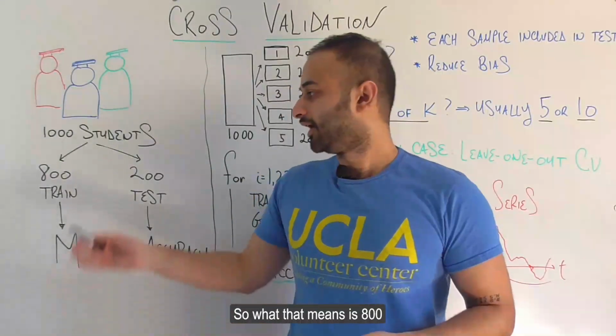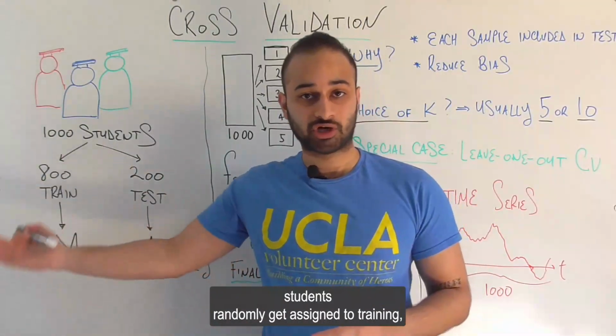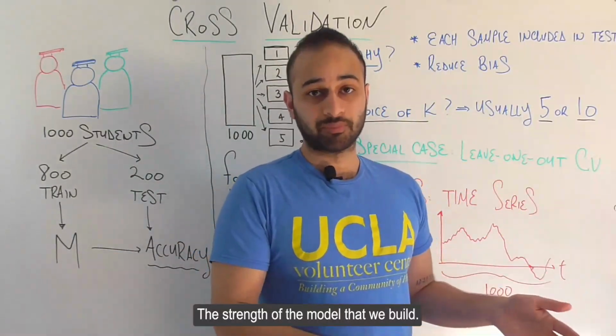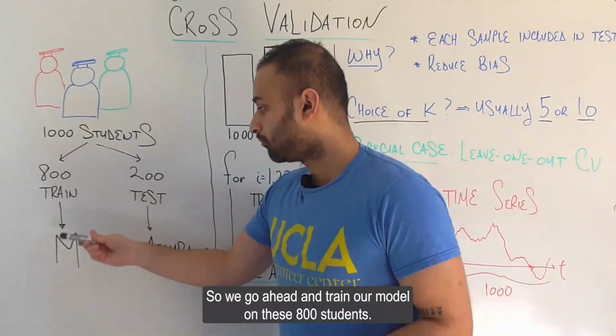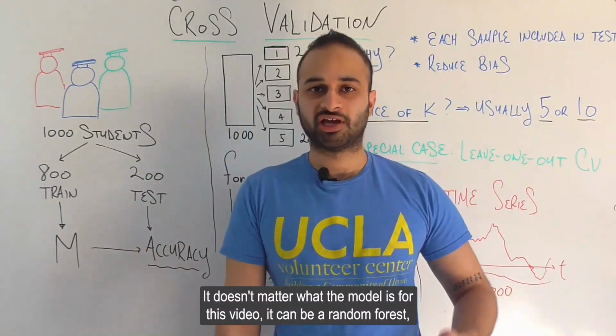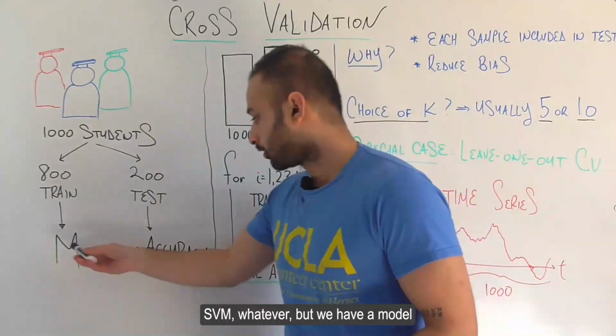So what that means is 800 students randomly get assigned to training, and the other 200 students will be used for testing the strength of the model that we build. So we go ahead and train our model on these 800 students. It doesn't matter what the model is for this video. It could be a random forest, a SVM, whatever, but we have a model M.